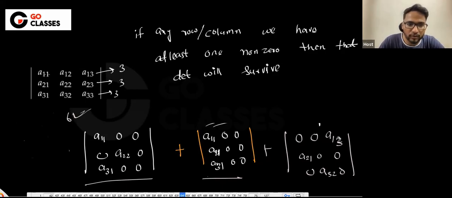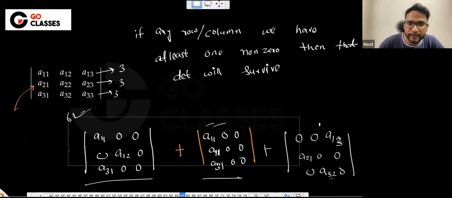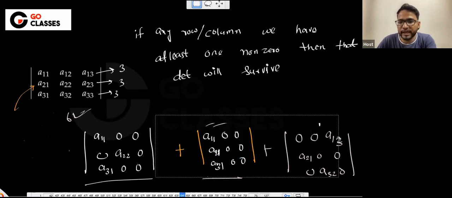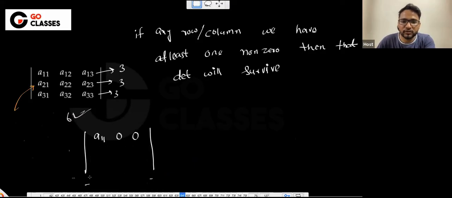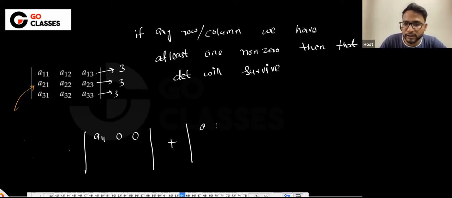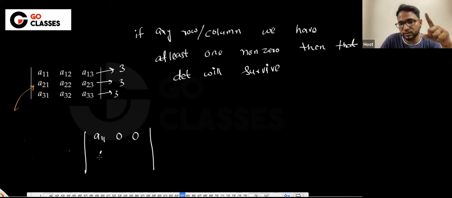If we have at least one non-zero, that determinant will survive. For the first row, I will have 3 choices. I can have A11 as non-zero, A12 as non-zero, or A13 as non-zero, any one of them. But for the second row, do I have 3 choices? Suppose I pick A11 as non-zero from the first row. Let's just focus on one thing. If A11 is non-zero, can I take this as non-zero in the second row? In each row I am taking one as non-zero. If I take this as non-zero, then this will definitely be 0.